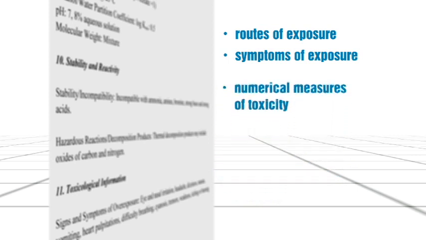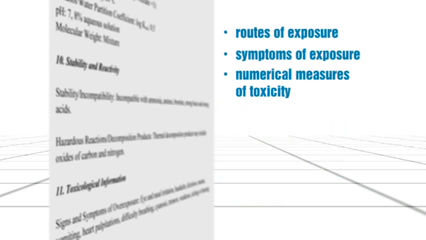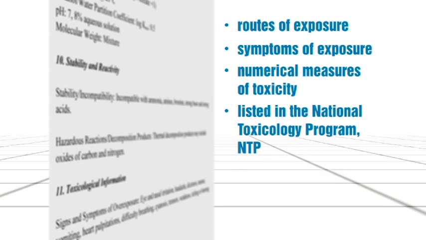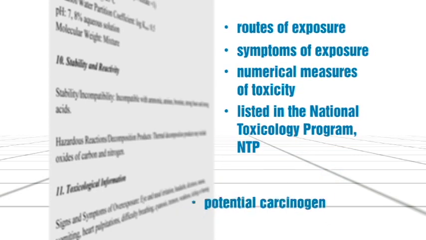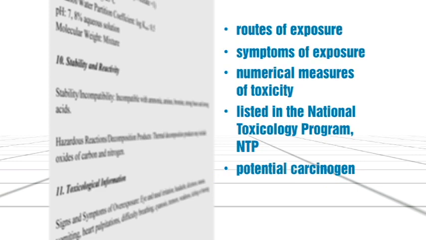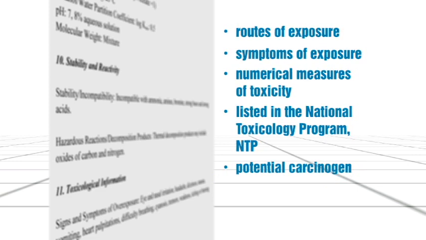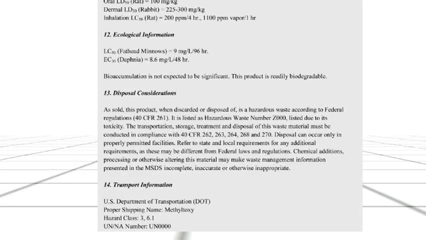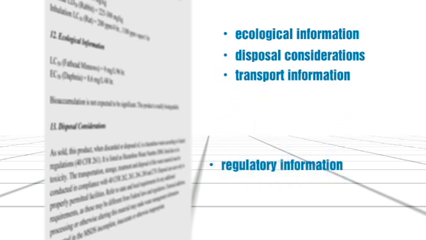of toxicity, and whether or not the product is listed in the National Toxicology Program (NTP) Report on Carcinogens, or has been found to be a potential carcinogen by OSHA or in the International Agency for Research on Cancer (IARC) monographs. Sections 12 through 15 describe ecological information, disposal considerations, transport information, and regulatory information.